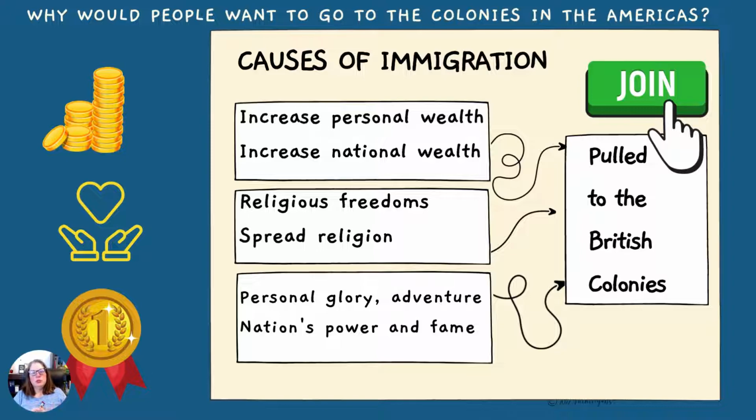All right, so we looked at this in the last video. Why do you move, right? So increase your own personal wealth. And also, why do some monarchs want to support this exploration and settlements is because they want to increase wealth for their nation. Religious freedom. So some people are going because they want to have religious freedom, and other people are going because they want to spread their faith. We have different points of view, different people, right? And then personal glory, adventure, your nation's power and fame. So everybody has a little bit different motivation, and often these were combined.